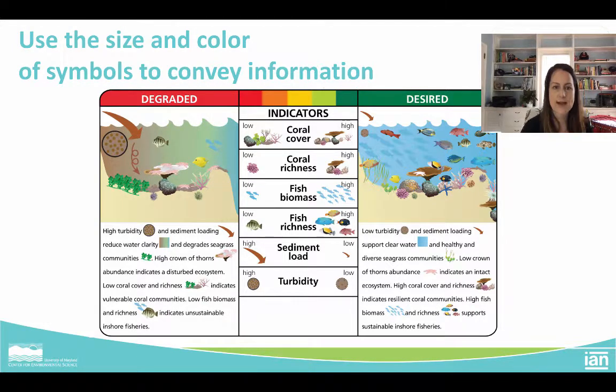So this is a conceptual diagram comparing a degraded to a desired coral reef ecosystem, and you can see that the illustrator has used the size, the number, and the color of symbols to convey additional information. So on the left, there is a sediment loading arrow. The brown arrow is larger in the degraded system versus the desired system. There's more fish species in the desired system, which is showing fish biodiversity. And also just by changing the color of the water in the base, you can see that the degraded system has more nutrients, more sediment load, turbidity versus the desired system.